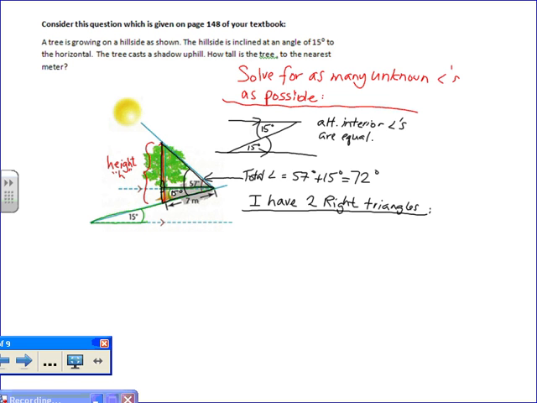So let's just sketch those out for ourselves. So we have one right triangle right here, where this is 57 degrees. And then below it, I have another right triangle that looks like this. I'll make that a little bit smaller. Sorry, that's a little bit big.